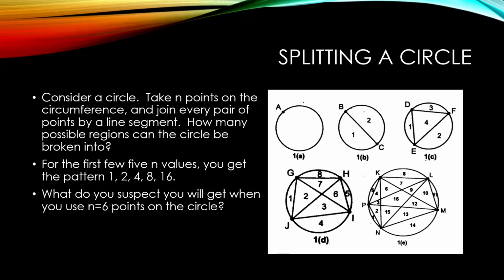And so the question becomes, how many possible regions can the circle be broken into? And so looking at the first few, we have just 1 region, then 2, then 4, then 8, then 16. What do we suspect the pattern is going to tell us when we have 6 points on the circle? Write it down, see if you get it right. But before we come to the answer, let's explore the type of thinking we're doing when we're trying to come to this solution.